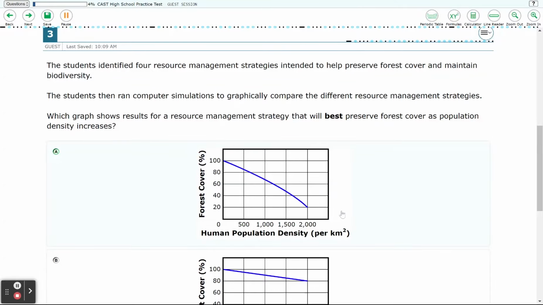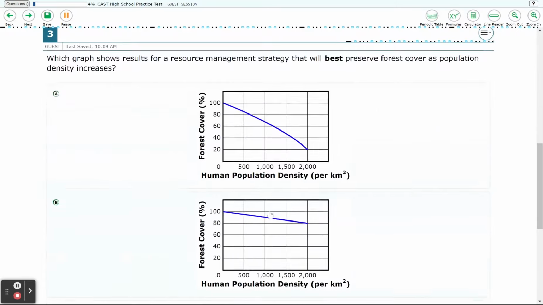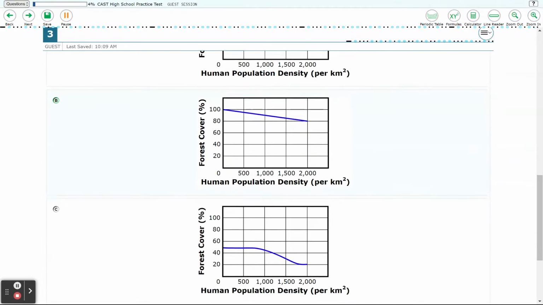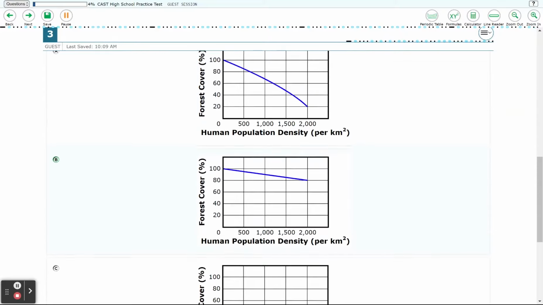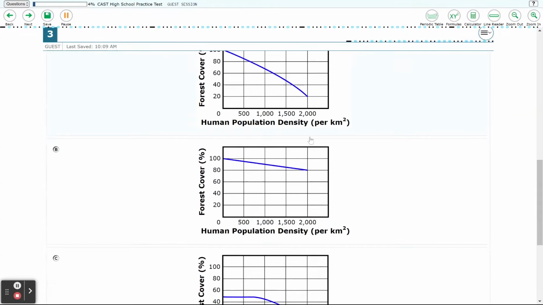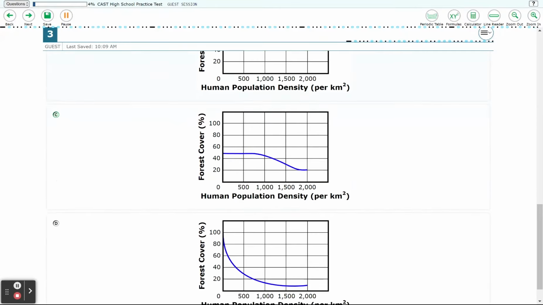And so if you were to go beyond 2000, it seems like it would be the worst, even worse than just letting things go as they are. This one looks really good. This is probably going to be our choice. It starts at 100% forest cover, and it goes all the way up to 2000 with only a decrease of 20% of the forest cover, leaving 80% of the forest cover, as opposed to having 80% of the forest cover destroyed. So that's really good.